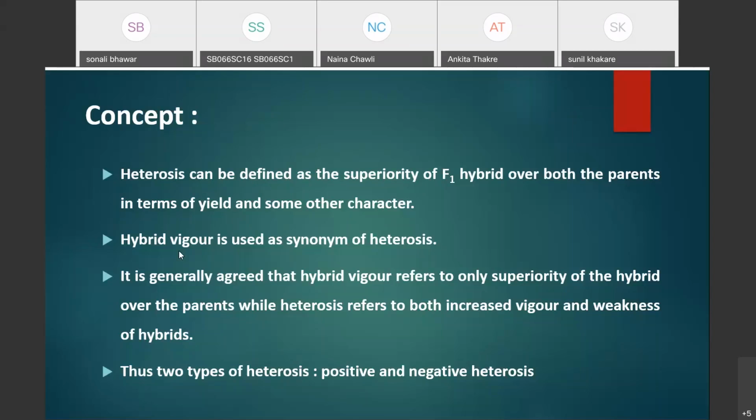Okay, and when two homozygous inbreds are crossed with each other and the hybrid produced is weaker than either of its parents, that phenomenon is called negative heterosis. Simply, when the hybrid produced is superior, it is positive heterosis, and when the hybrid produced is weaker than its parents, it is negative heterosis. Okay, that is all about the concept of heterosis and hybrid vigor.